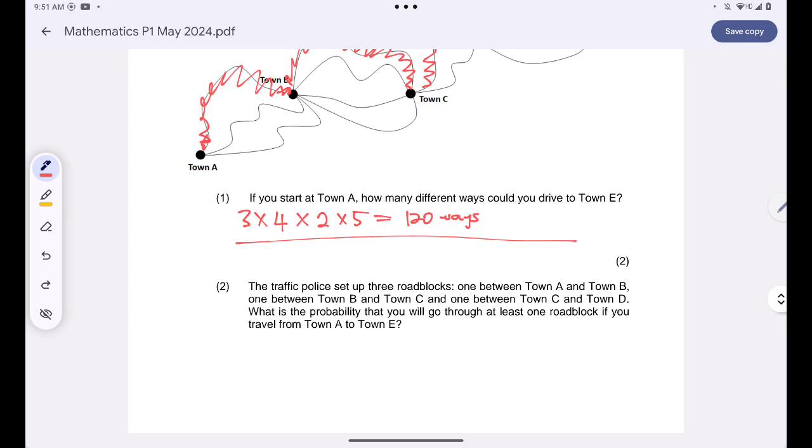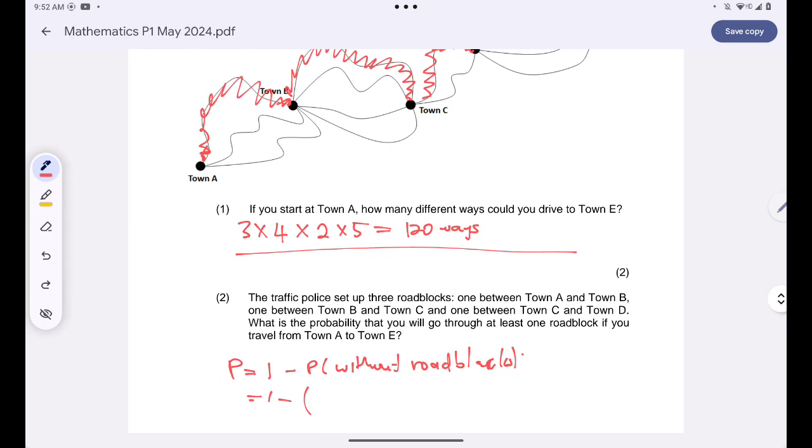Okay. For me to find the probability, guys, it will be easy for me to find the probability of traveling without passing through roadblocks. Are you together? So I'll say 1 minus the probability of traveling without roadblocks. The probability of traveling without a roadblock between town A and B is simply 2 over 3. Why? There are two paths that do not have a roadblock, but in total I have 3.